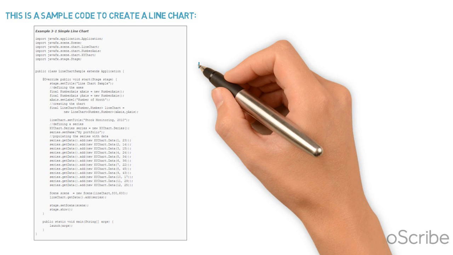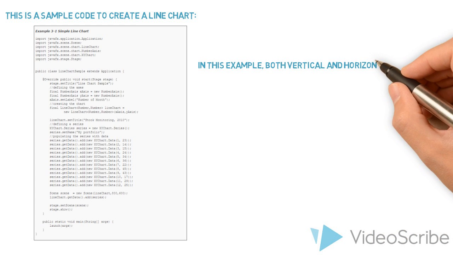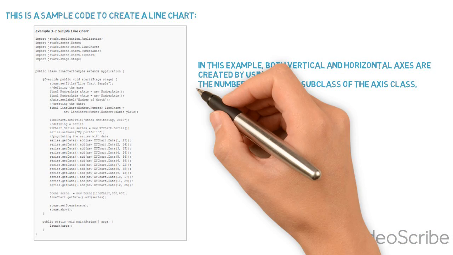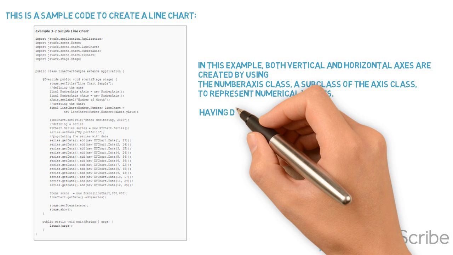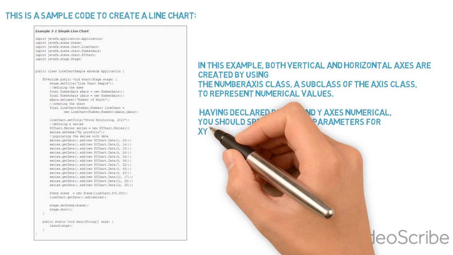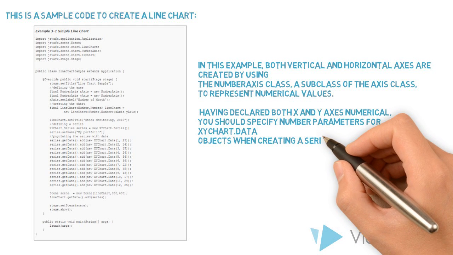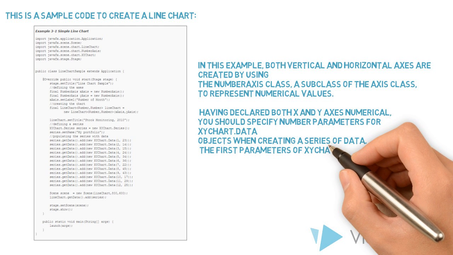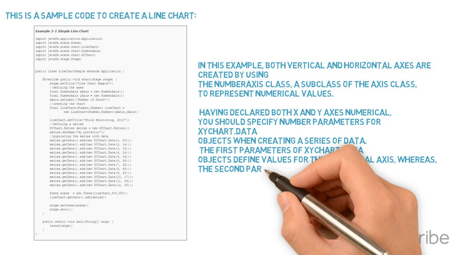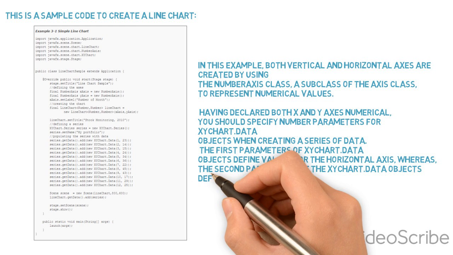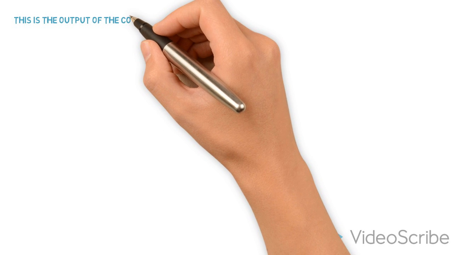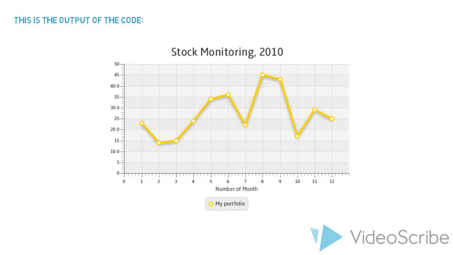In this example, both vertical and horizontal axes are created by using the NumberAxis class, a subclass of the Axis class, to represent numerical values. Having declared both x and y axes numerical, you should specify number parameters for XYChart.Data objects when creating a series of data. The first parameters of XYChart.Data objects define values for the horizontal axis, whereas the second parameters define values for the vertical axis. This is the output of the code.